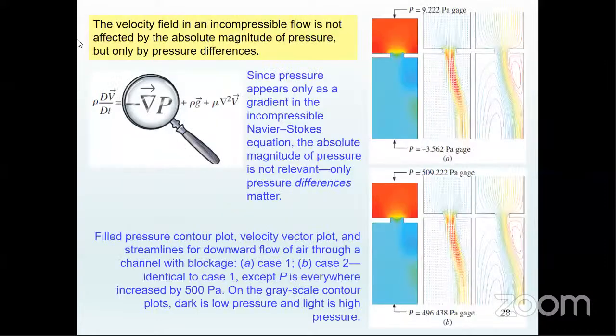As an example, the velocity field in any incompressible flow is not affected by the absolute magnitude of the pressure, but only by a pressure difference. That is, the change in velocity, dv by dt, for an incompressible fluid is not affected by the absolute magnitude of the pressure. It does not depend only on the p value. It depends on delta p, which means the difference in the pressure between two values.